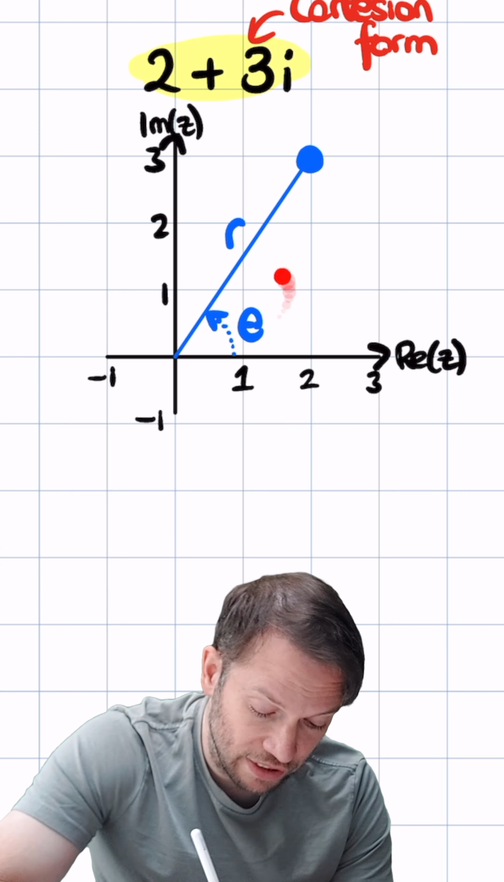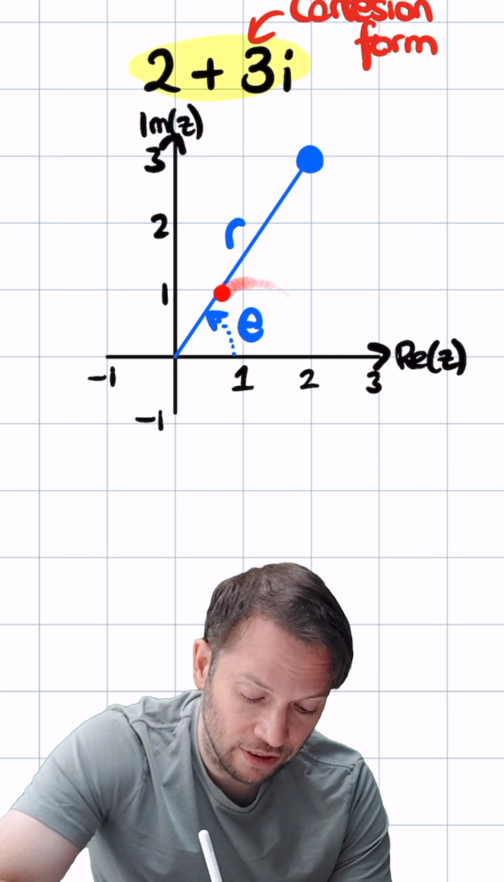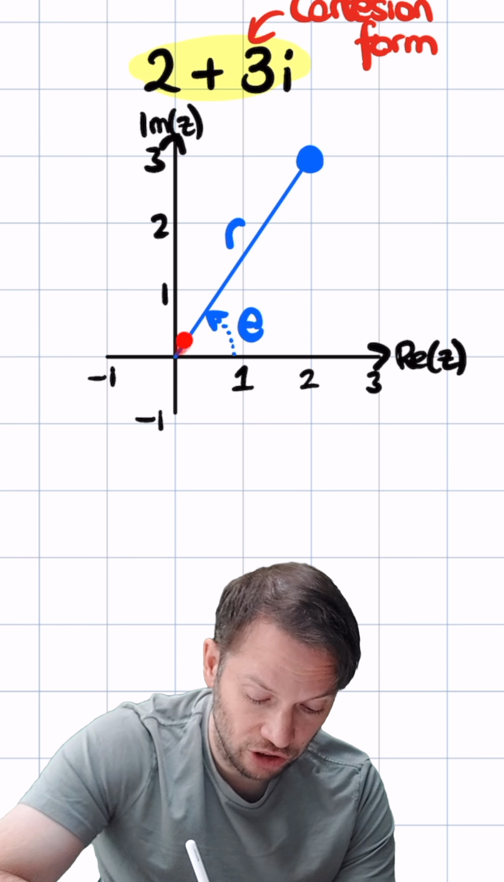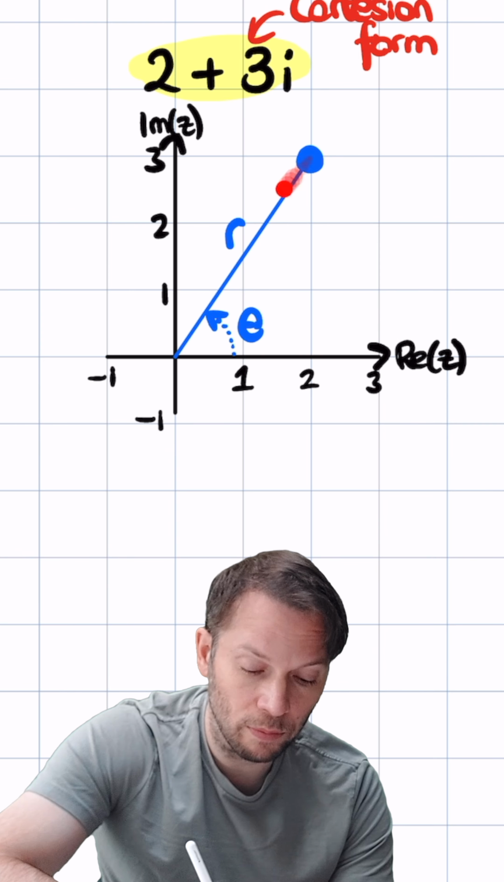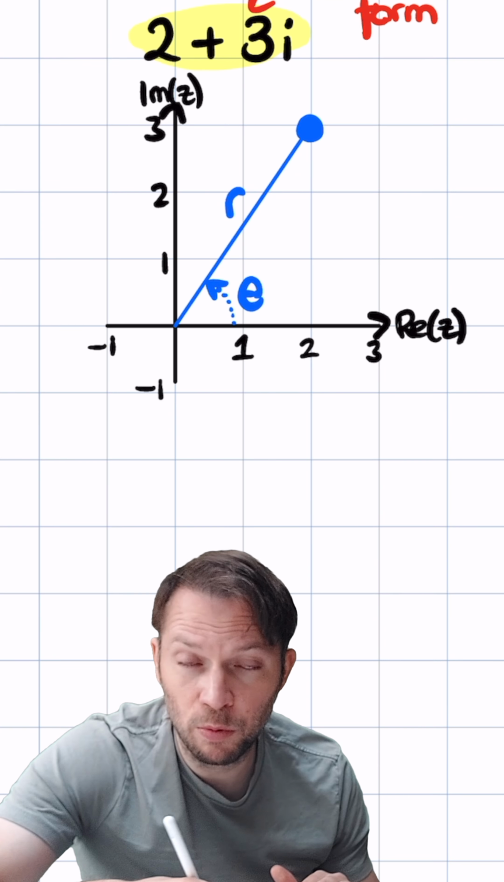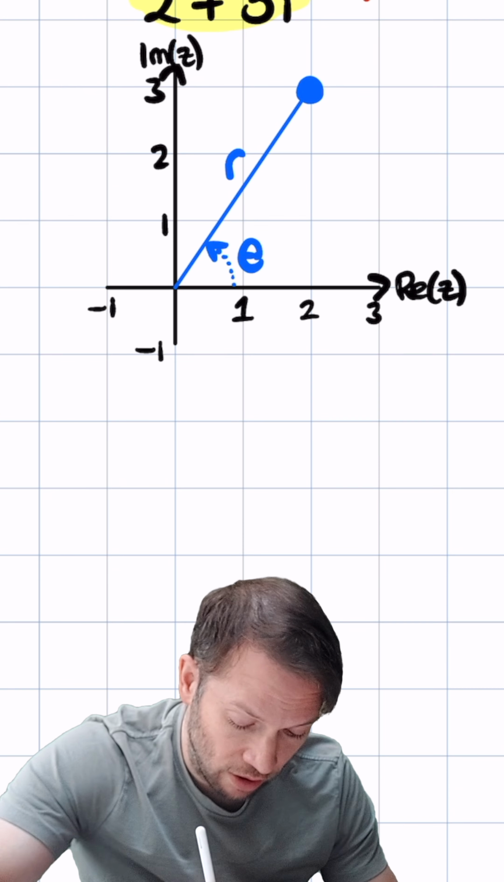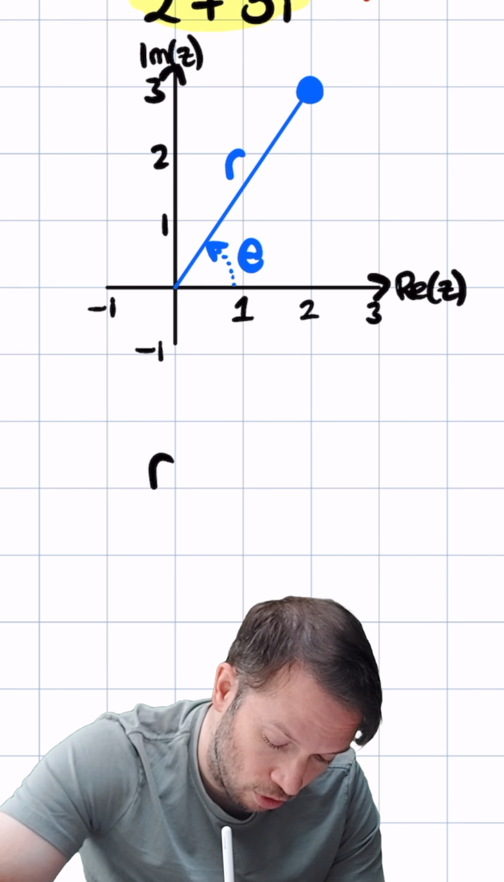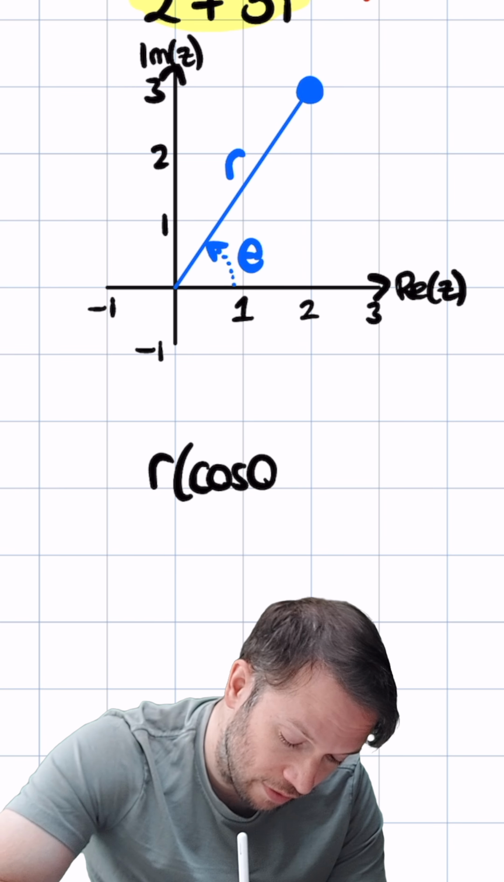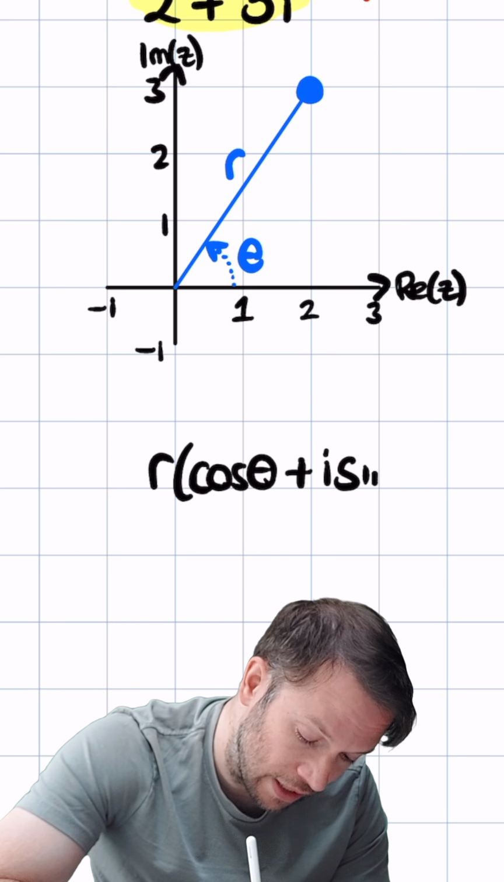And we could just use basic trigonometry to work out what the theta is, the argument, and we could just use Pythagoras' theorem to work out what the modulus is, the r is. But once we've worked out that r and theta, we can write the complex number in this form, r(cos theta + i sin theta).